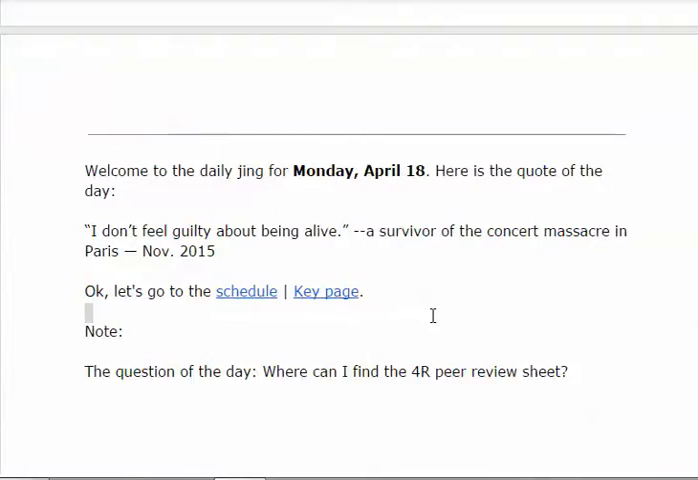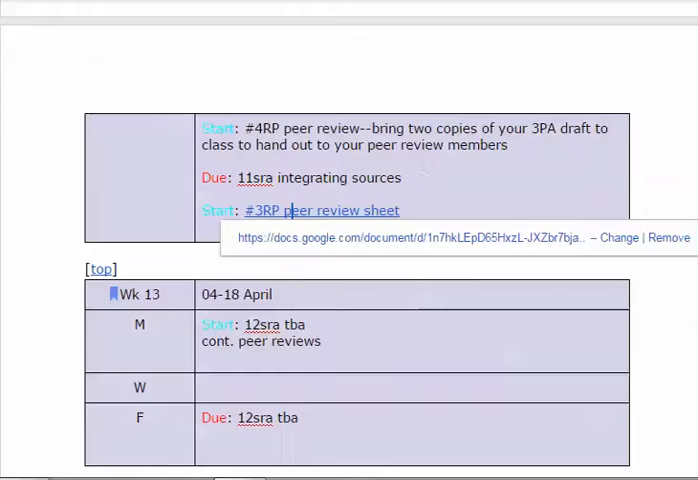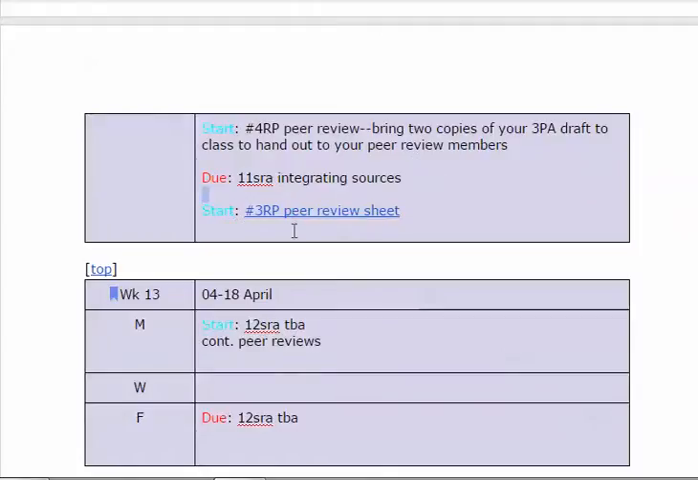So back to the notes here. The question of the day is, where can I find the 4R peer review sheet? You can find it in the schedule in Friday's block.